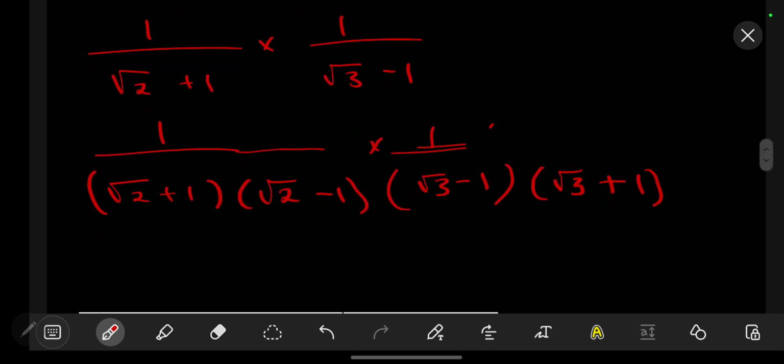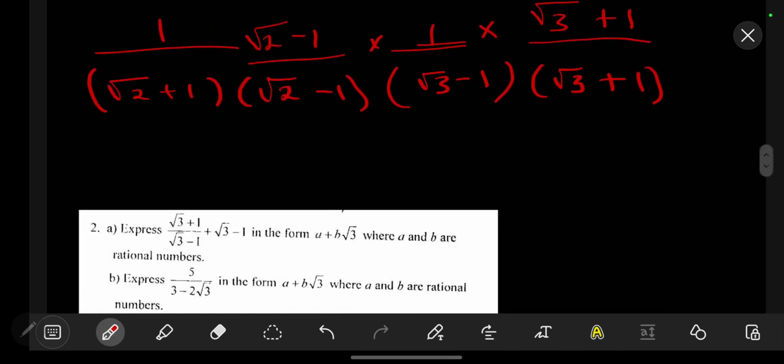Then this one, we are going to now multiply it by whatever we do at the bottom, we have to do it at the top, even here. So we have times there. Even on top, square root of 2 minus 1. Even here, the square root of 3 plus 1, like that. So that this one becomes a 1 when I cancel, and it means I haven't introduced anything.